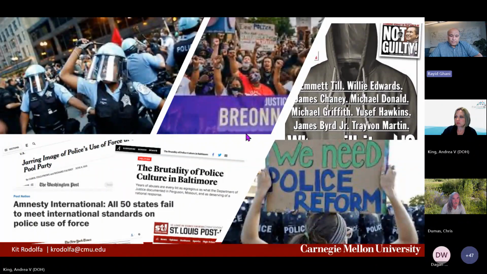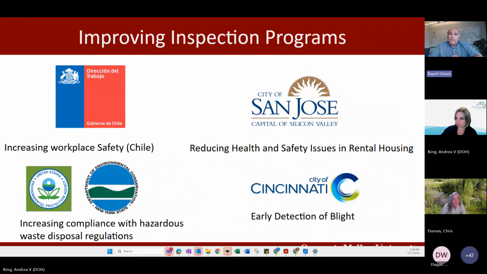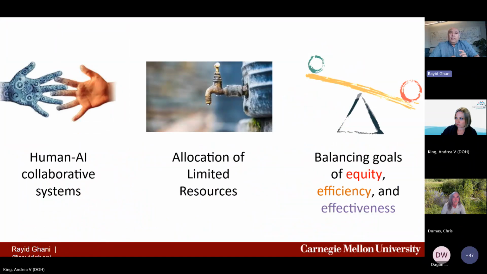Next slide. I'm going to skip through this. Lots of housing, lots of inspection type problems. Another where you have limited resources and you have this many things to inspect, whether it's restaurants or housing safety or workplace safety or compliance, what used to be known as the EPA, the organization. So there are lots of use cases there.